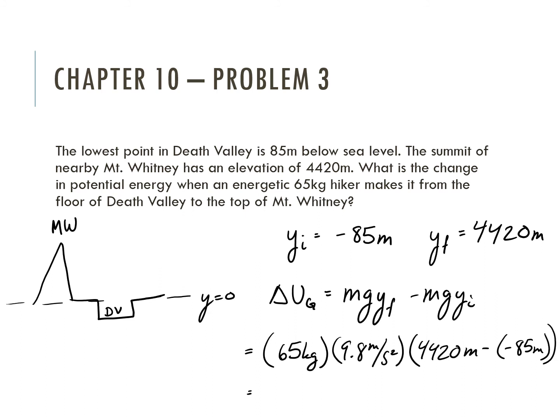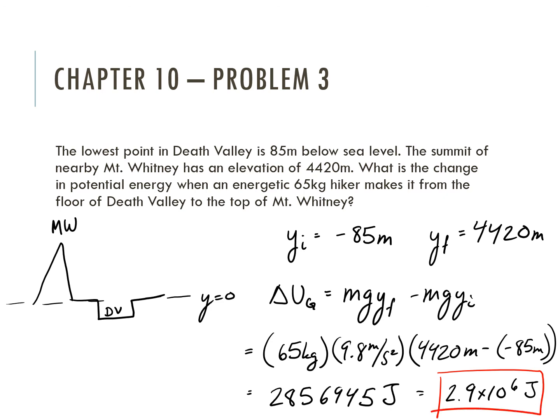Taking this and plugging it in, I got 2,856,945 joules. Here I have two significant figures for my answer, so I'd have 2.9 times 10 to the 6 joules. This would be the change in gravitational potential energy for my hiker when going from Death Valley to the top of Mount Whitney.